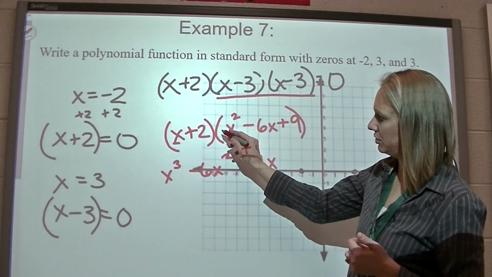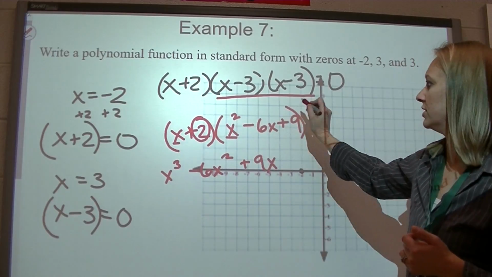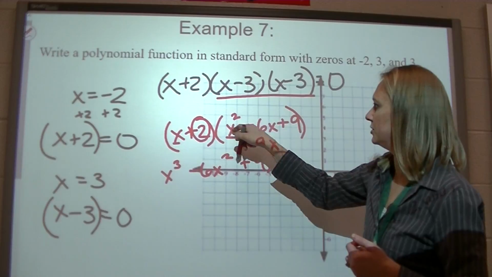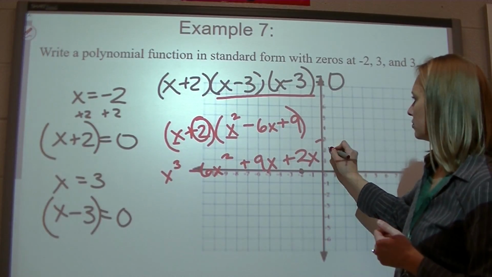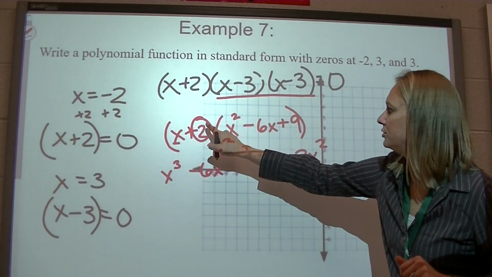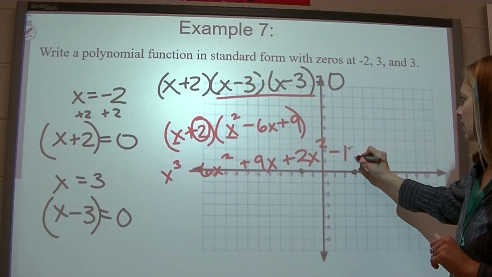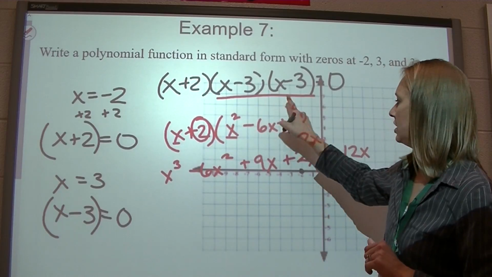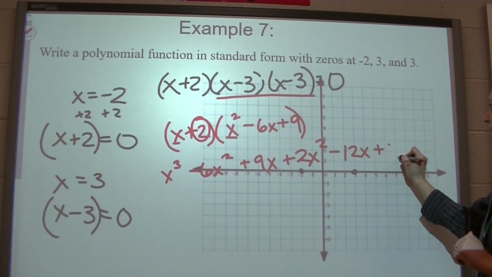Then we are going to distribute 2 to every term inside that parentheses. So it's going to be 2 times x squared, that's 2x squared. Sorry, I said that wrong. Then we're going to do 2 times negative 6x, that's negative 12x. And then we're going to do 2 times 9, that's 18.